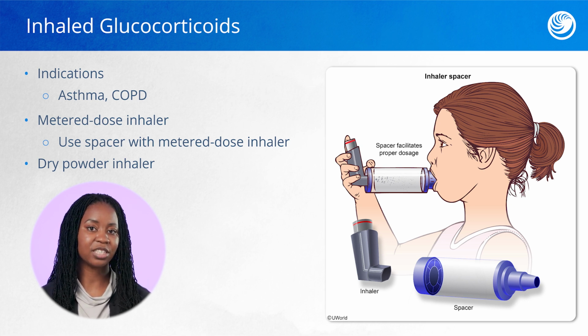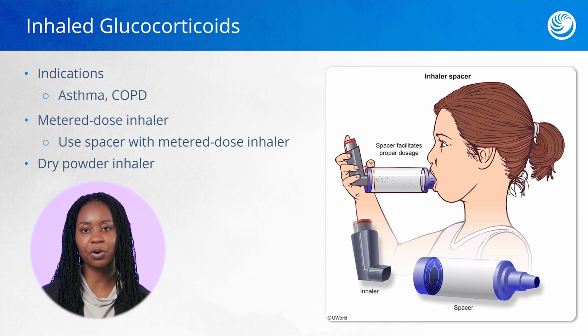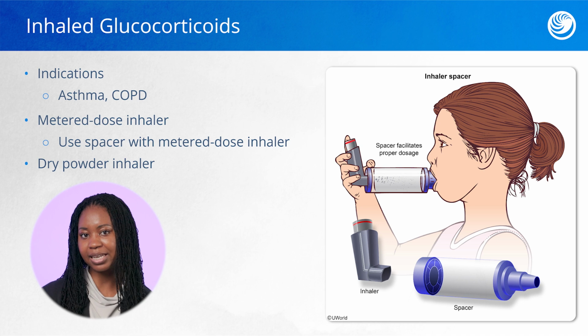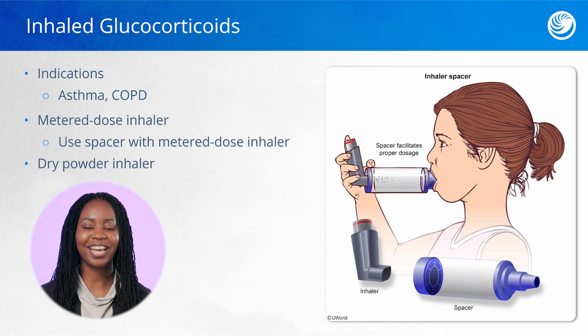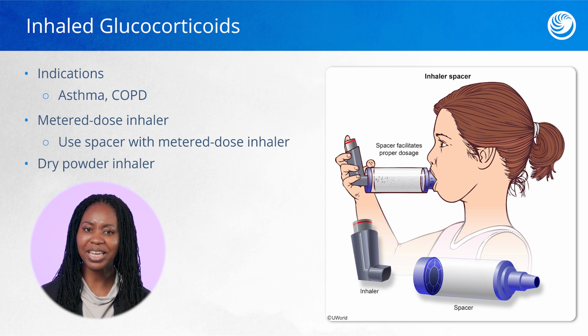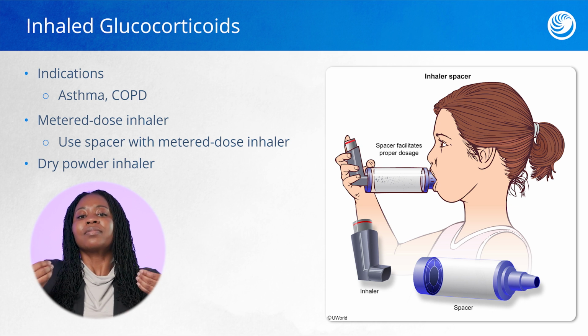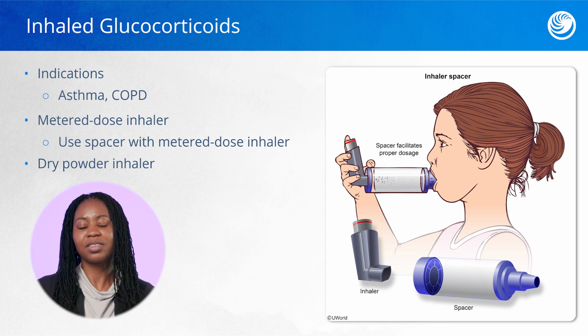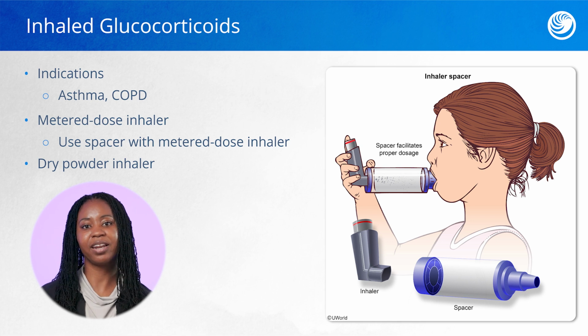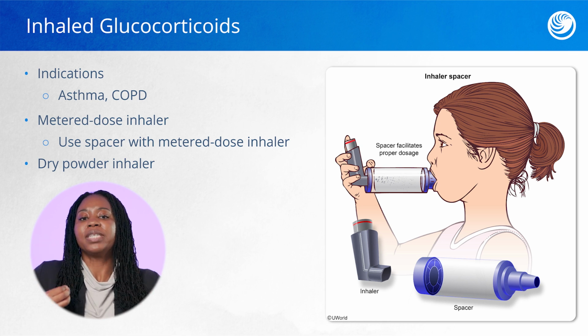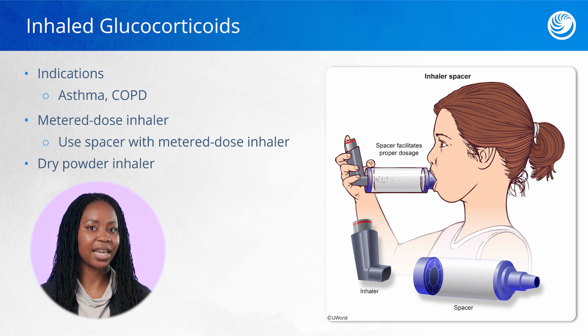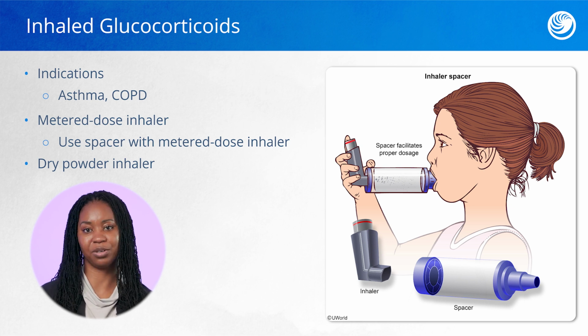Proper inhaler technique is crucial for the effectiveness of inhaled glucocorticoids. Clients should be taught how to use inhalers correctly and have their technique checked regularly. Once the inhaler is depressed, the client should take a big deep breath in and briefly hold it. The spacer allows them to take another breath in so that they get the full dose.